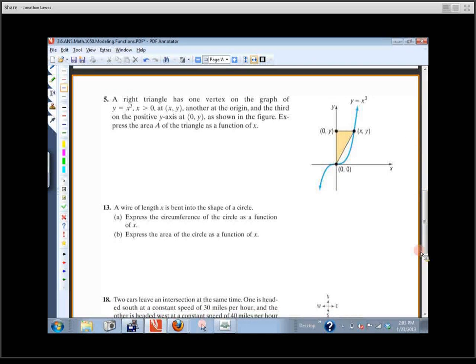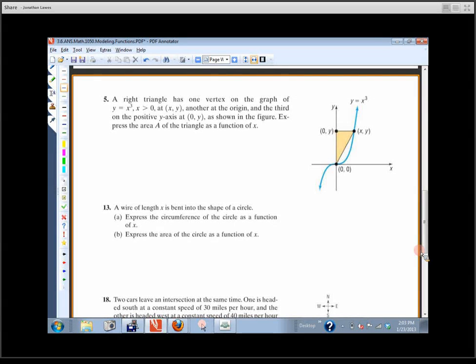Okay. All right, let's take a look at the next one. And again, we've covered the basic ideas, but let's see if we can solve this one. It says a right triangle has one vertex on the graph of y equals x cubed, x is greater than 0, so that means we're on this side over here. We're in quadrant 1. Another at the origin, and a third on the positive y-axis, as shown in the figure. So here's the picture we're dealing with. Express the area of the triangle as a function of x.